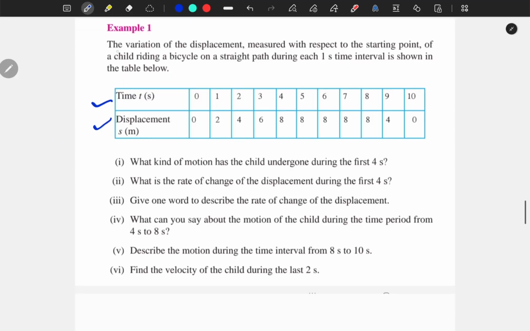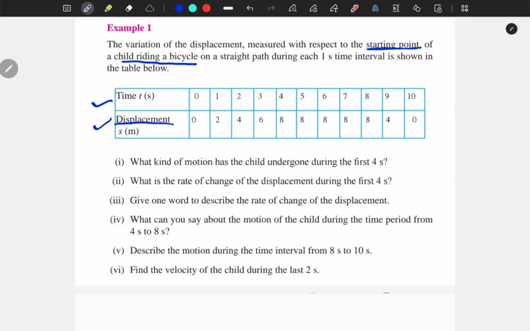So let me start from the question. The variation of the displacement is measured with respect to the starting point. It's measured from the starting point. Why? Because the displacement, right? Displacement is measured between the starting point and the ending point. ඒ දෙක අතරම තියෙන distance එක measure කරන්න හැම වෙලේම. හරි. ඒ විදිහට measure කරලා ගන්නවා.